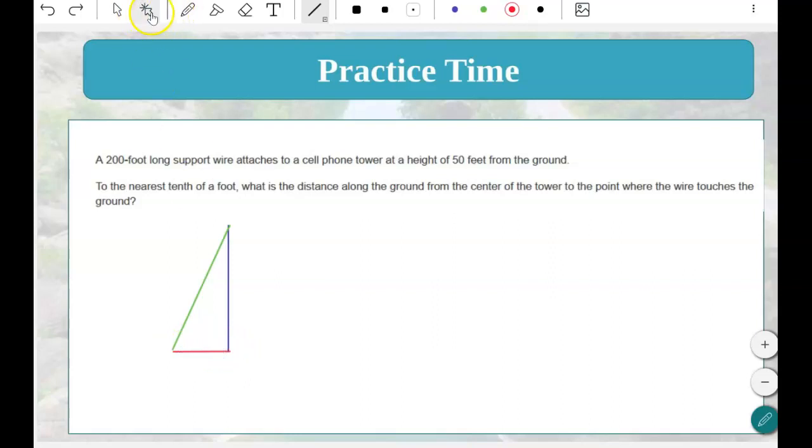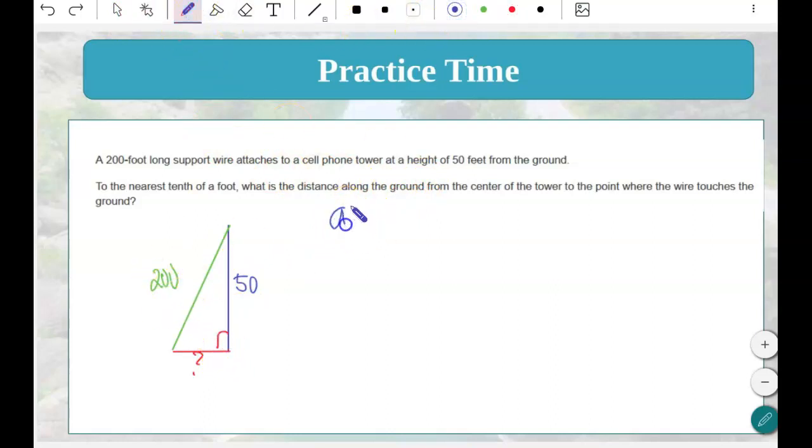So what we know, so our cell phone tower, at height of 50, so this is going to be 50. And then it says that it's a 200-foot long support wire. So this is 200. And then it asks, what's the distance from the center of the tower to the point where the wire touches the ground? Okay, so we're looking for this side. All right, so here's your right angle. So the hypotenuse is 200.